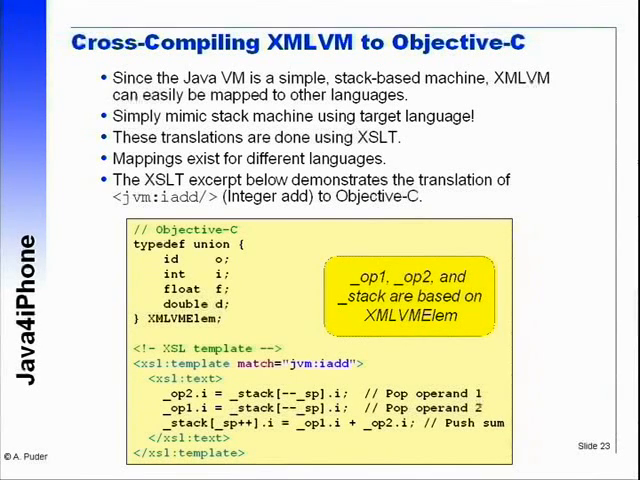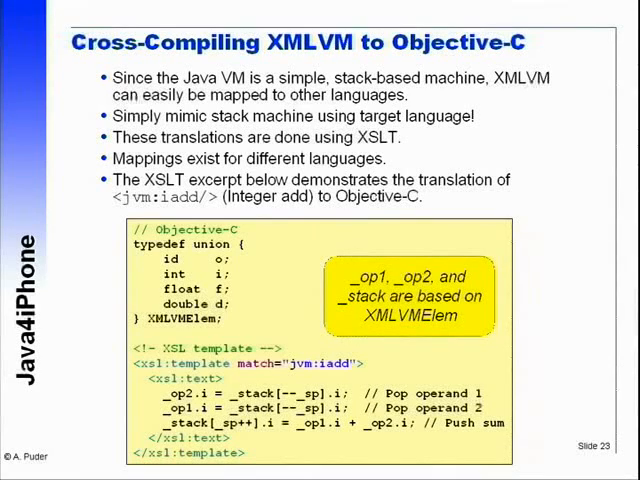Now, those variables op1, op2, and stack are based on a typedef that you can see a little bit above this code segment. It's basically a union of all the primitive types that are supported by Objective-C. So I can have type-safe access to whatever data type I have on the top of the stack. Of course, I am relying on the fact that javac, the Java compiler, is producing correct code. So when I execute the IAdd instruction, I know there are 2 integers on the stack, so I know that I can access the top of the stack using the .i member of this union here.